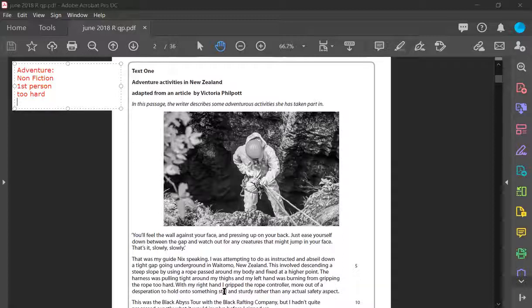This is further established with the word desperation, to hold on to something still. With the help of these words, especially the word desperation, the writer shows us how helpless the writer was feeling, how afraid the writer was feeling as she was going down, right? So we can just note this down over here: the words "too hard," then the words "desperation, to hold on to something sturdy."